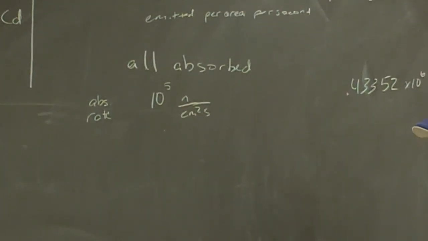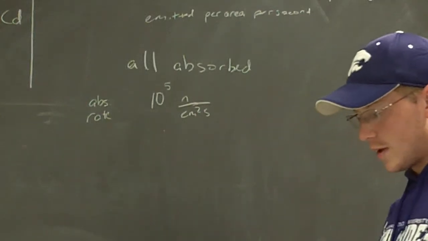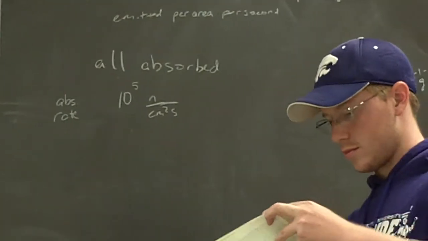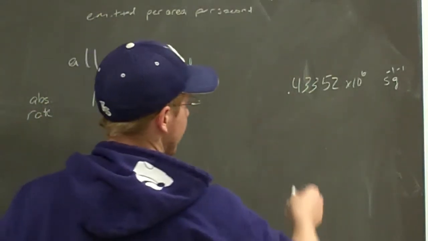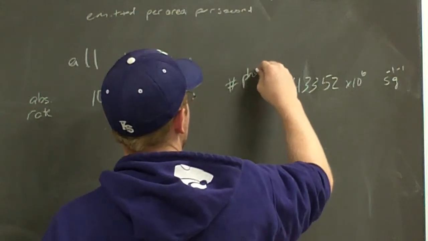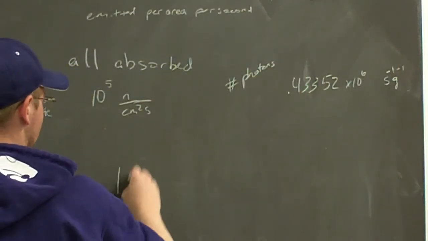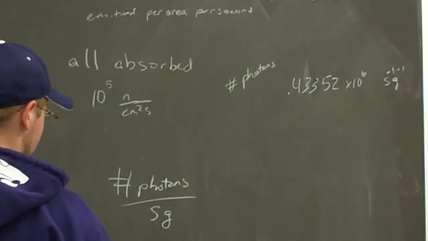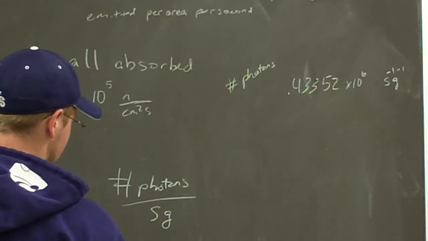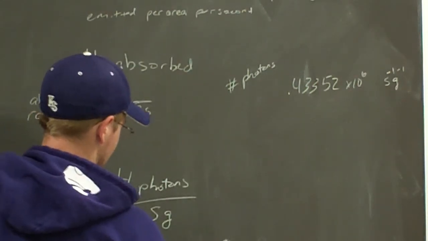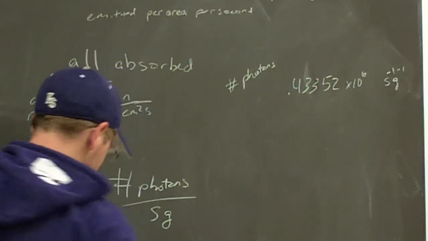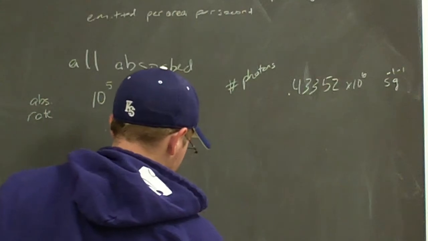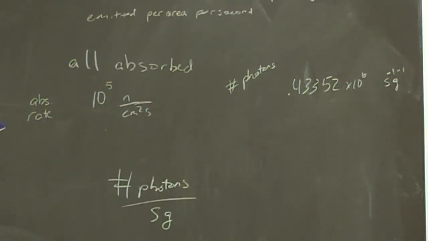Alright. So we have to find the number of captures per gram. This is the number of photons. We have this value, number of photons per second per gram. What we're looking for is the number of photons emitted per second per centimeter squared. Okay?